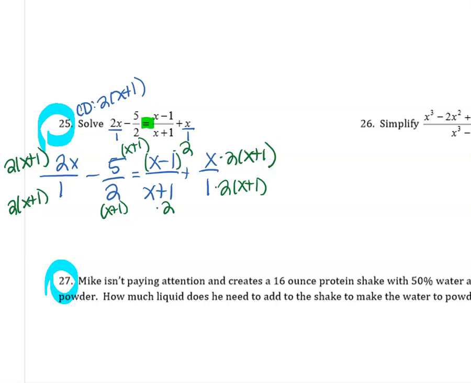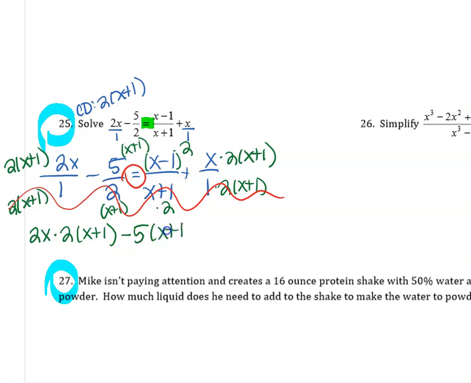Okay, so once you've adjusted all the numerators accordingly based on what the denominators were missing, we can now say when the problem equates, we can drop the base and solve the numerator. So I've got 2x times 2 times x plus 1, that's just from here, minus 5 times x plus 1 equals, now careful, that's not an exponent, this is 2 times x minus 1 plus 2x times x plus 1. All right, holy cannoli, this is a lot going on.